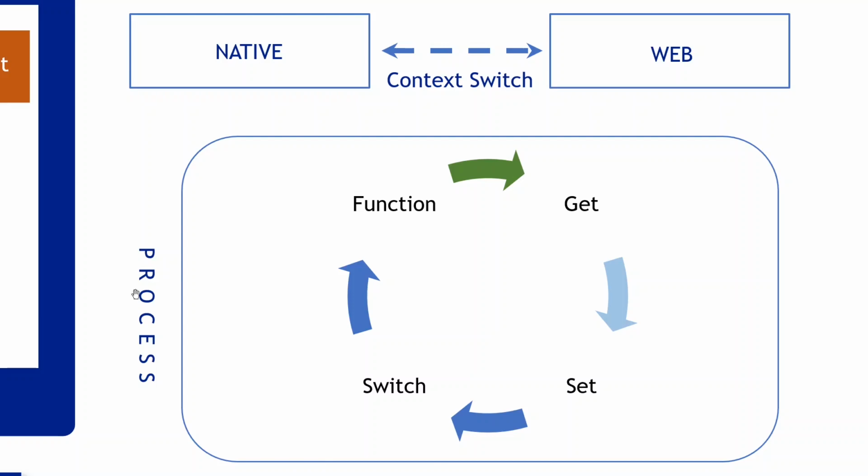One is get. We have to get, hey, what is the context currently? What context does it have? You need to get, and you need to set. That means you have a driver, you need to set that context to the driver, and then you need to switch to that particular context. Okay, and then you need to perform the function. Function means simulating the operation that you need to do. It is a cycle that you need to follow.